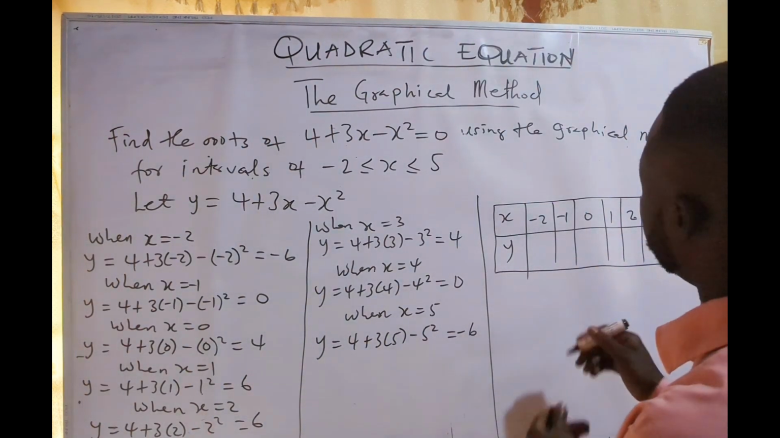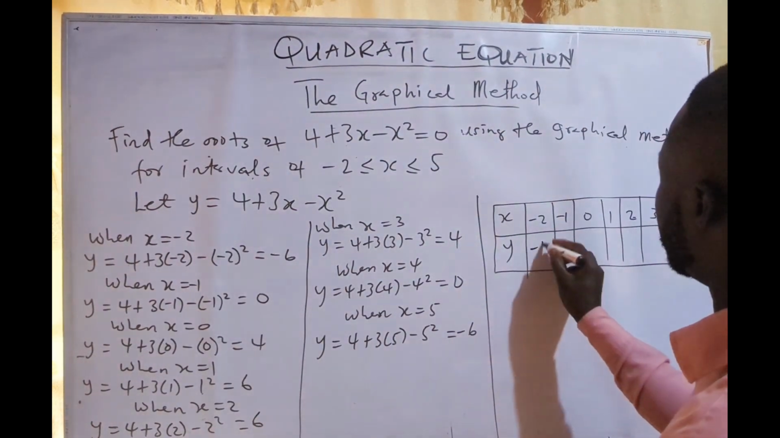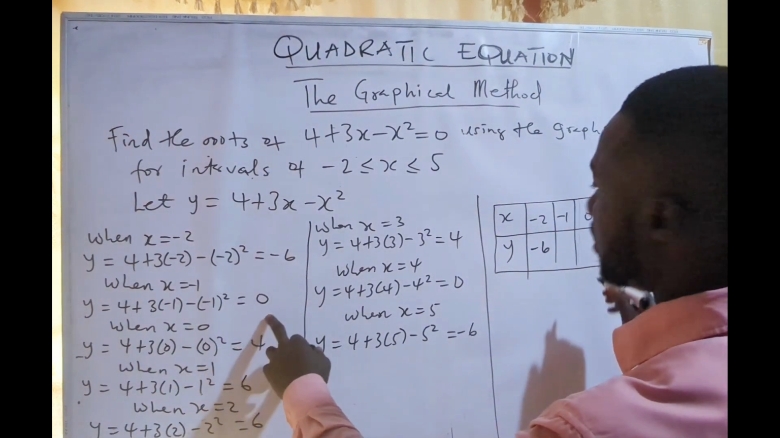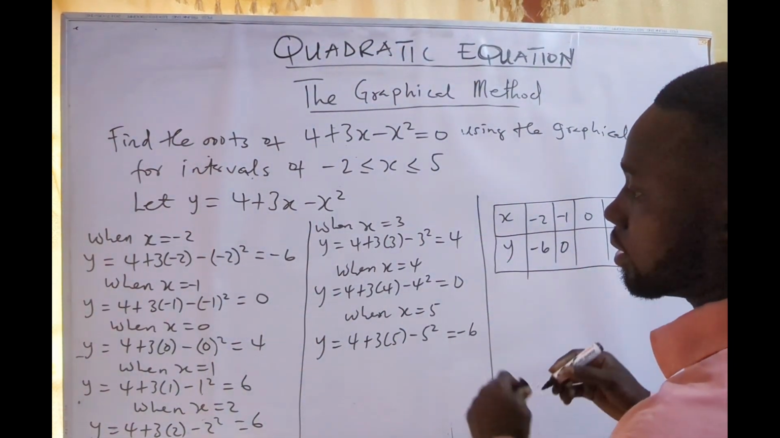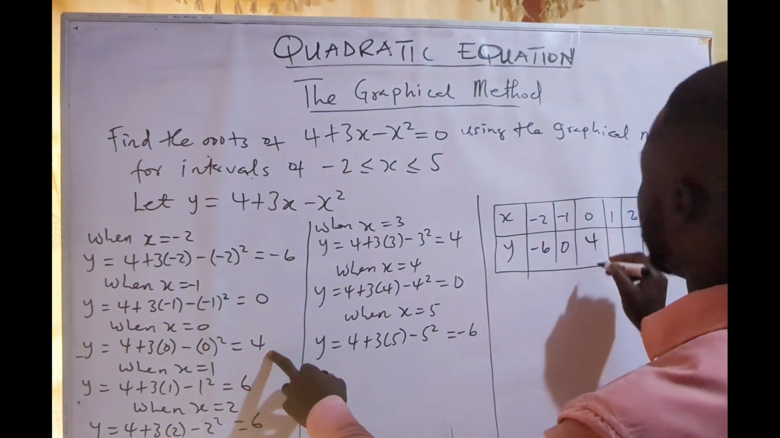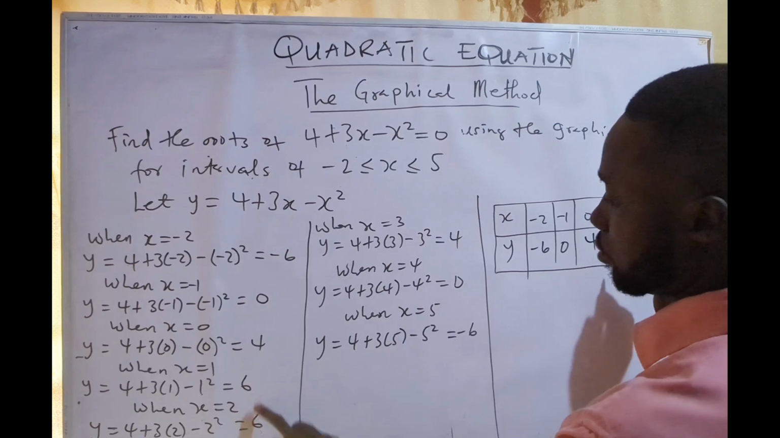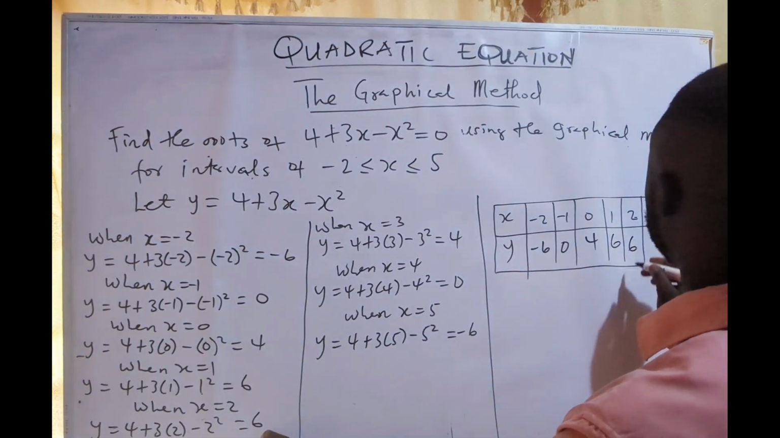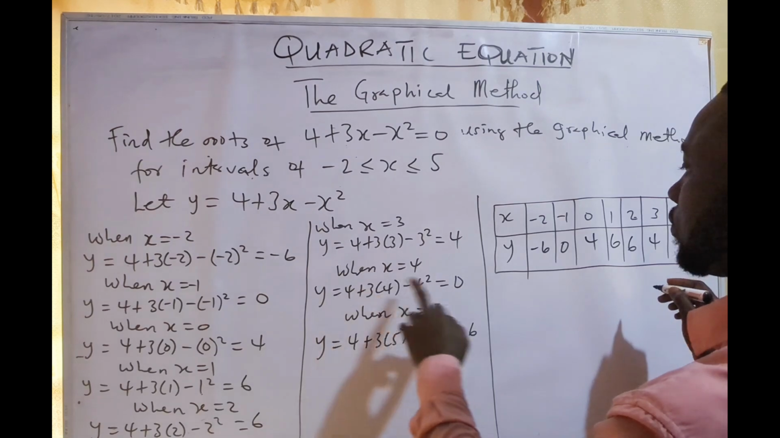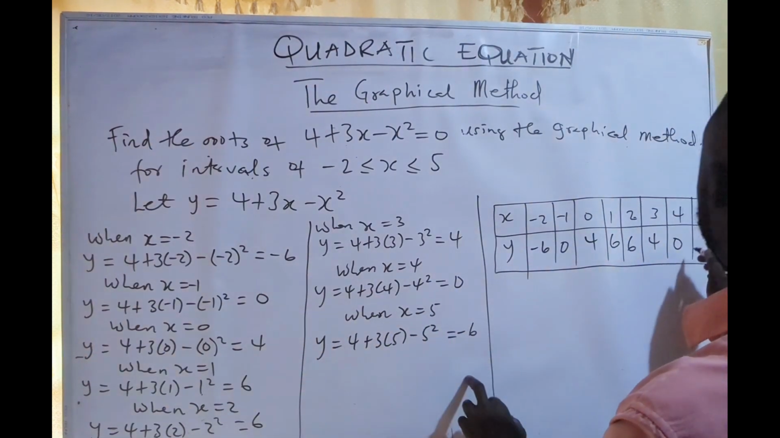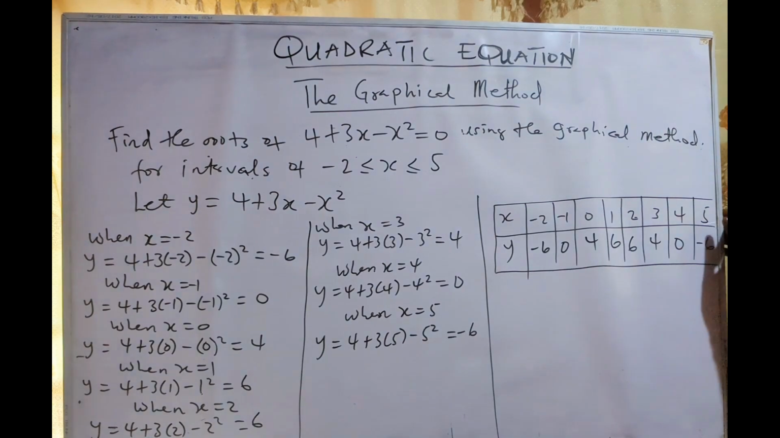Okay, so when x is -2, what is y? -6. When x is -1, what is y? 0. When x is 0, then y will give me 4. When x is 1, y is giving me 6. When x is 2, y is giving me 6. When x is 3, y is giving me 4. When x is 4, y is giving me 0. And when x is 5, y is giving me -6. Okay, so this is what we have.